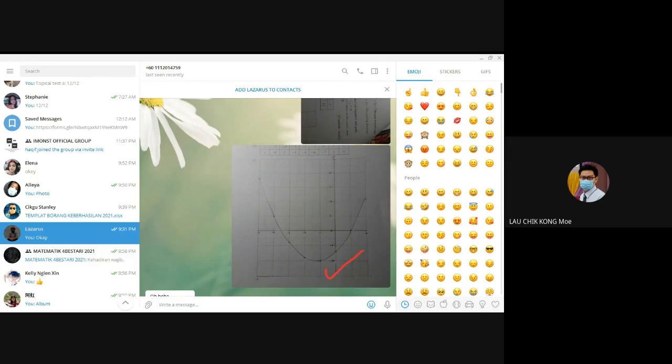Correct. So this is the graph. And then your graph is smooth. All the point blocks is correct. So full marks. So this is the way. Okay, so thank you for question number 8.